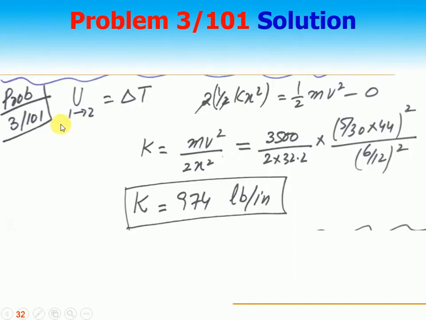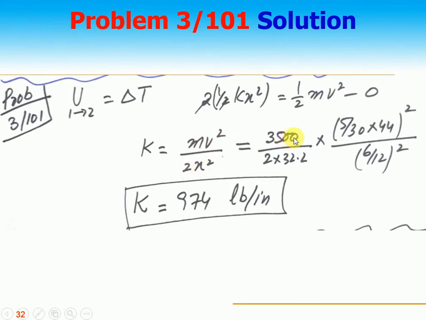So it is just the change in kinetic energy converted into work done. The work done is the elastic potential energy, half kx squared, multiplied by 2 because there are two springs. The initial energy is 0, and the final energy is half mv squared. From here we know the value of k, the mass, and of course x, which is 6 inches. So I put the values here: k equals mv squared upon 2x squared.